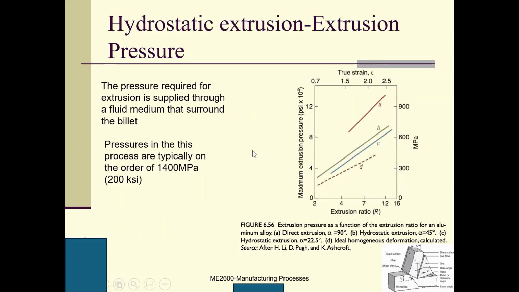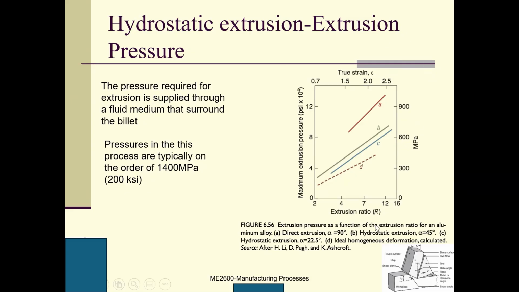So then we talk about hydrostatic extrusion. Hydrostatic, as the name suggests, there is a fluid, and the fluid is surrounding the raw material. So the pressure required for extrusion is supplied through the fluid medium that surrounds the billet. The billet is the raw material we are working on. Pressures in this type of process are typically on the order of 1400 megapascal. This is very, very high. It's about 1.4 gigapascal.